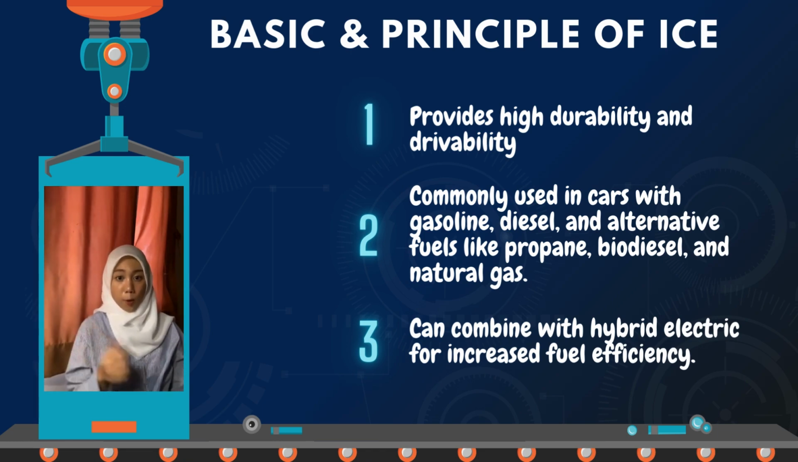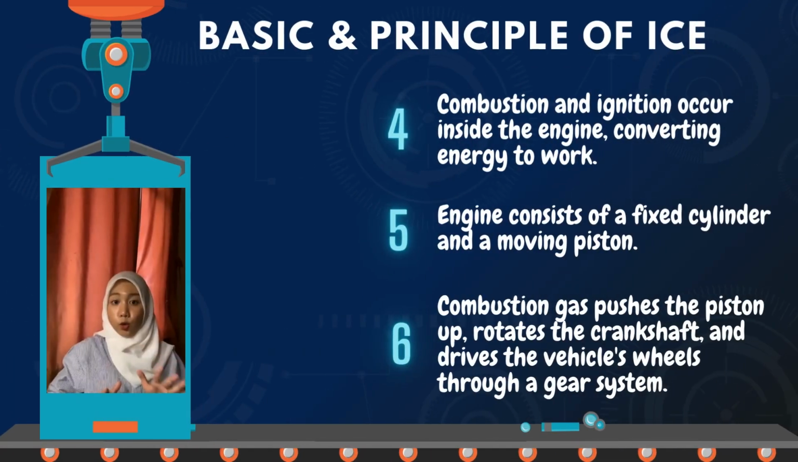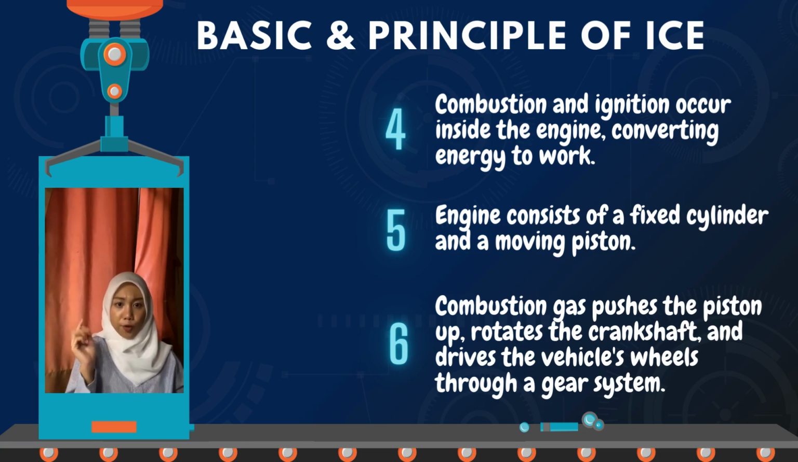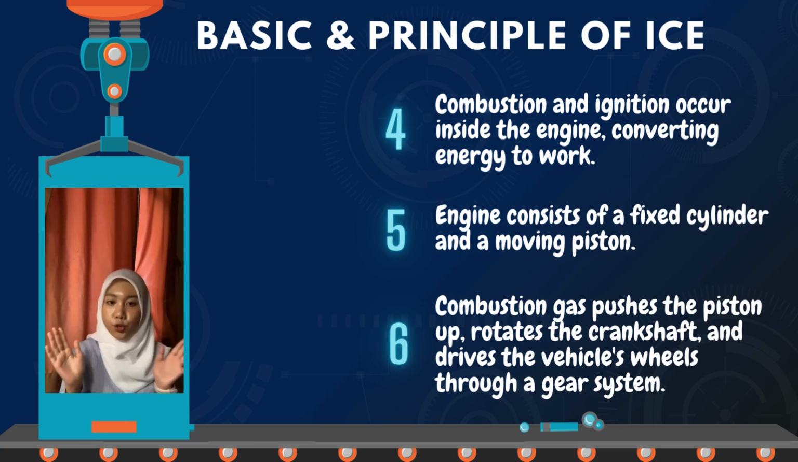Next, ICE can combine with a hybrid electric for increased fuel efficiency. So, combustion and ignition occur inside the engine, converting energy to work. The engine consists of a fixed cylinder and a moving piston. Lastly, combustion gas pushes the piston up, rotates the crankshaft, and drives the vehicle through a gear system.